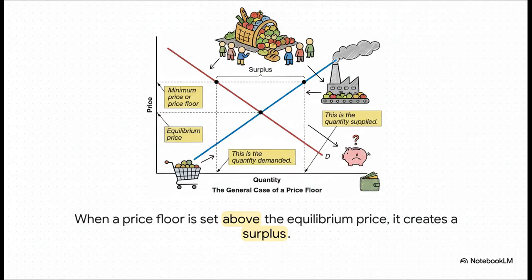Now, as you can see in this graph, for a price floor to really have an effect, to be binding, as economists say, it has to be set above the equilibrium price. At this new, higher price, producers get excited and want to supply a lot more of the product. But at that same high price, consumers want to buy less of it. So now, the amount being supplied is way bigger than the amount demanded, and the result is always a surplus.